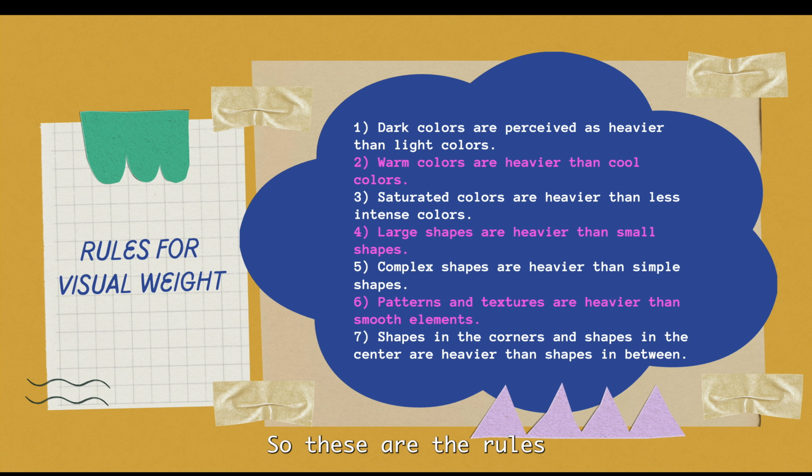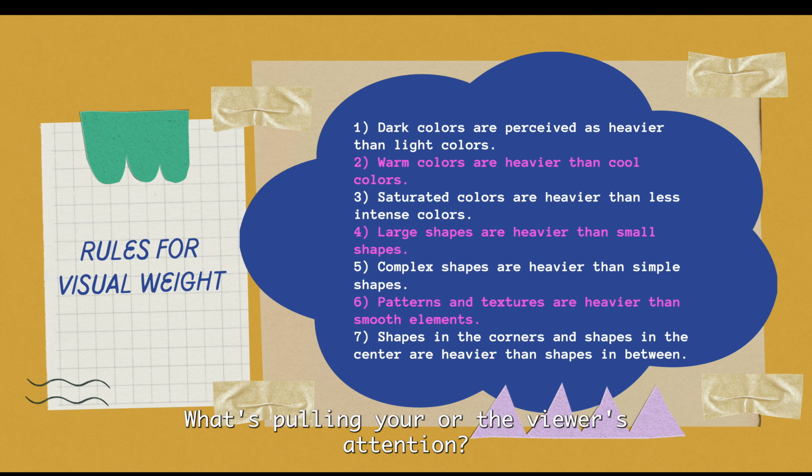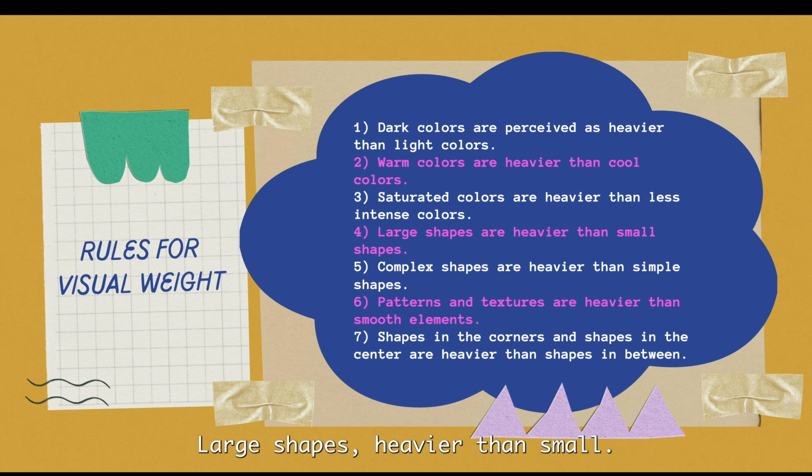All right, so these are the rules, or the tips, or however you want to think of it. They're tricks for helping you with working with visual weight. Dark colors are perceived as heavier than light. Warm colors heavier than cool. Saturated, in terms of visual weight, heavier than less intense. So what's pulling the viewer's attention? Large shapes heavier than small.